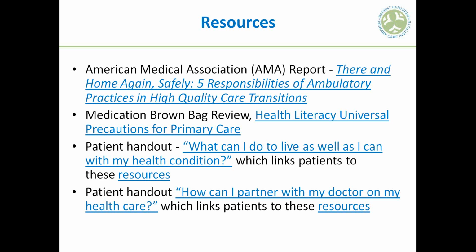And these are all on the AcuMentor website. And how can I partner with my doctor on my health care? I'm afraid to click on the links because it took us there, but I'm going to try this anyway.